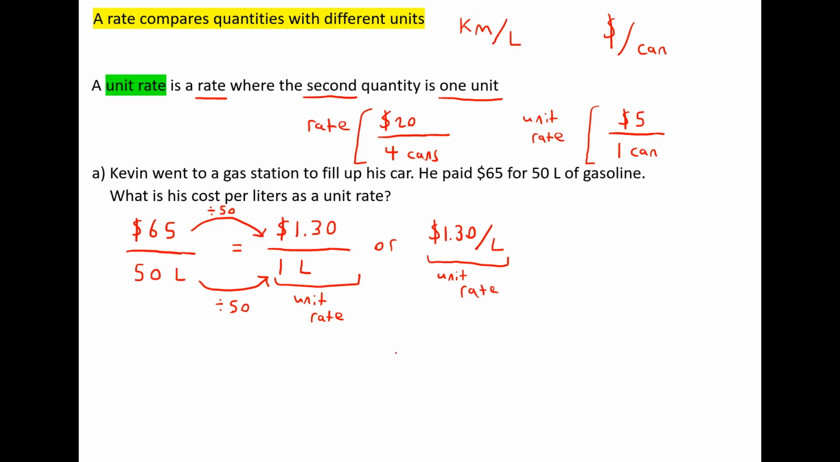Now, is it wrong if, instead of writing $65 per 50 liters, I wrote 50 liters per $65, and then instead of finding what 1 liter is, I found what $1 was instead? Would that be wrong? In the context of unit rate, it wouldn't be wrong. But think about the question here. The question was, what is his cost per liter? Meaning cost must come first, and then liters must come second. So in this case, the only correct answer would be the dollars per liter.